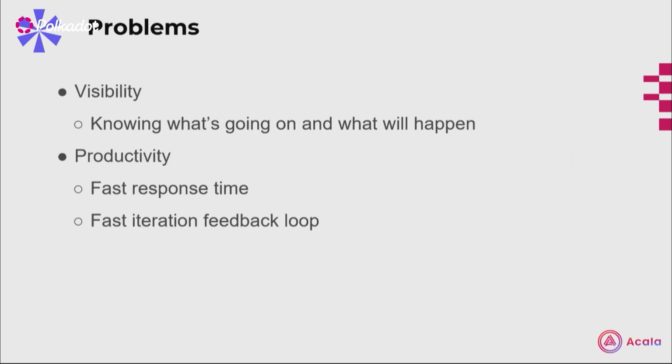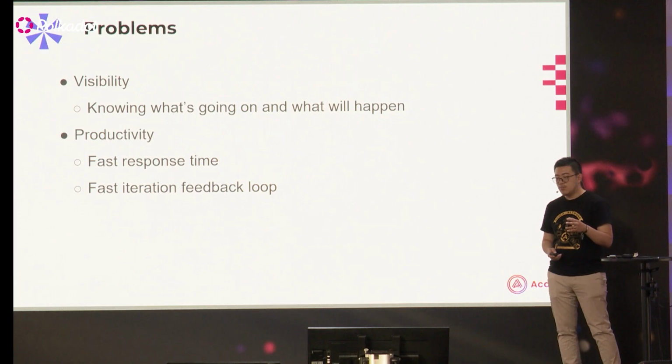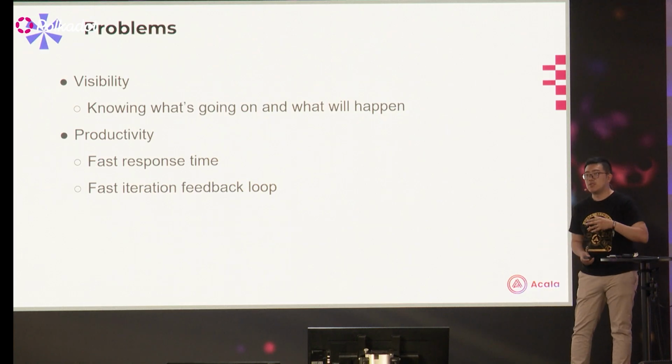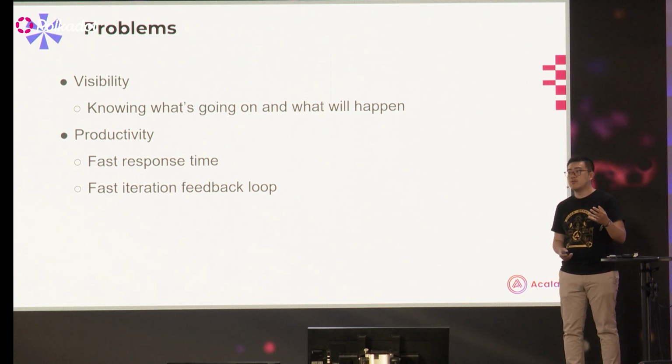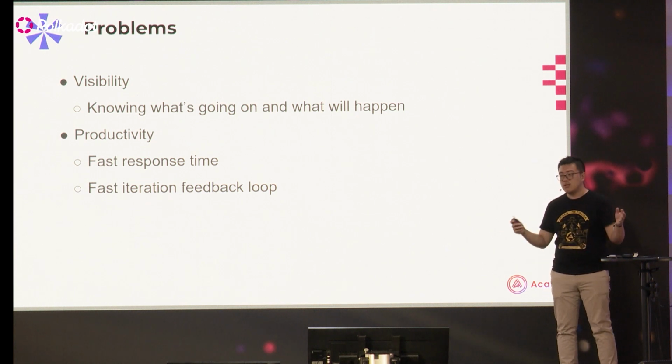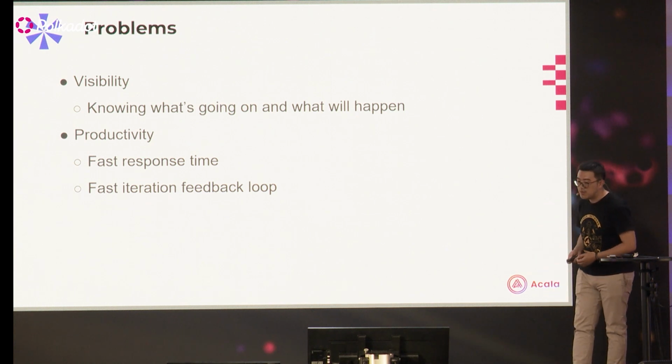What's next? A lot of problems can be drilled down into two categories. One is visibility, that is knowing what's going on. You want to see why it failed, how things are being executed. You want to trace it. Similarly, a lot of the time you want to know what it's going to do before you submit a transaction. For example, you want to make a complicated proposal to the governance.